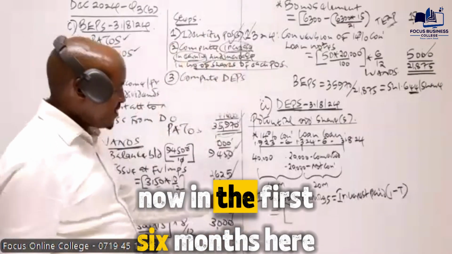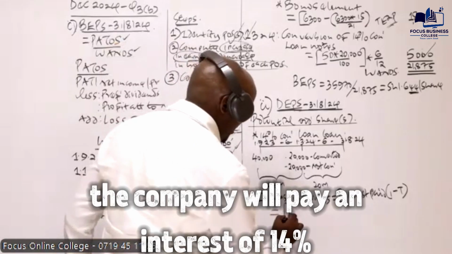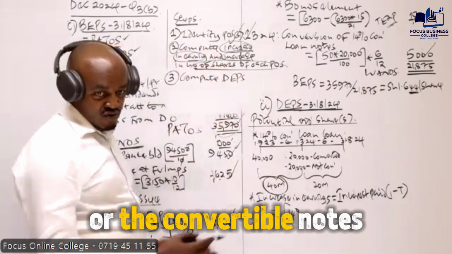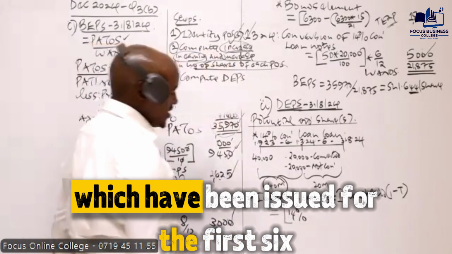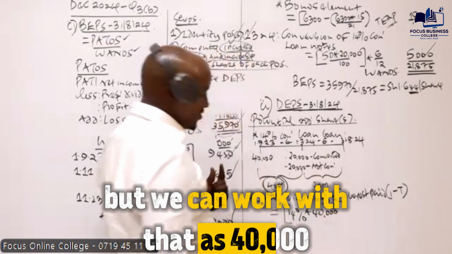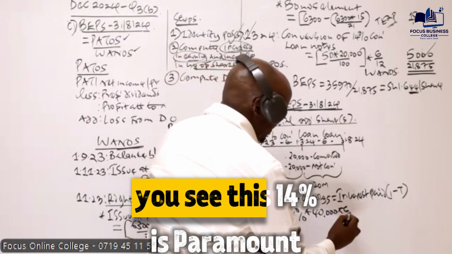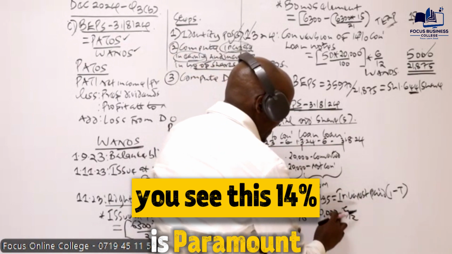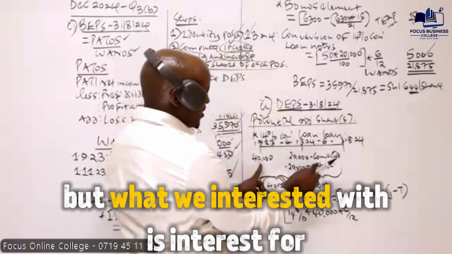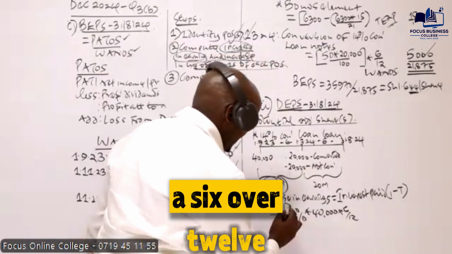Now, in the first 6 months here, the company will pay an interest of how much? The company will pay an interest of 14% of the convertible notes which had been issued for the first 6 months. That is 40 million, but we can work with that as 40,000. So this now will be the interest which will be paid for the first 6 months. You see, this 14% is per annum. So whatever we get here, 14% of this is per annum. But what we're interested in is interest for 6 months. That's why we are multiplying that with 6 over 12.